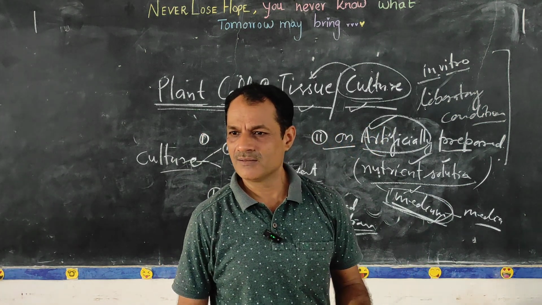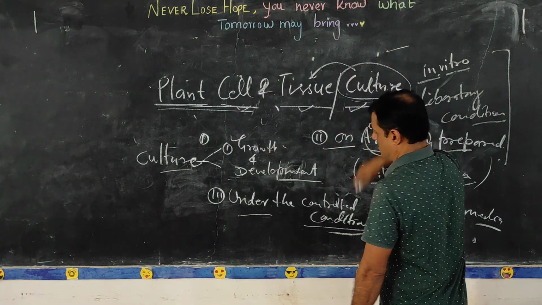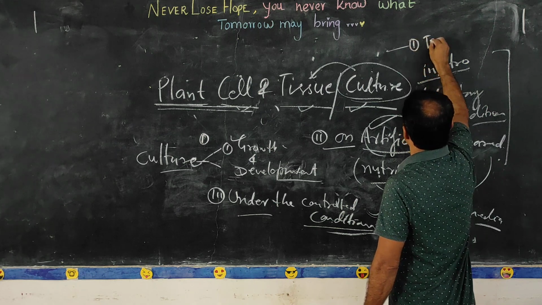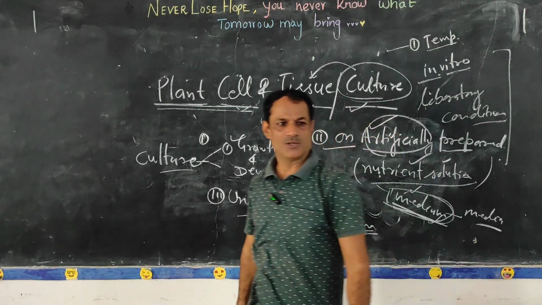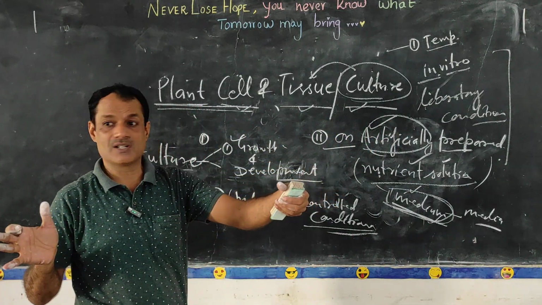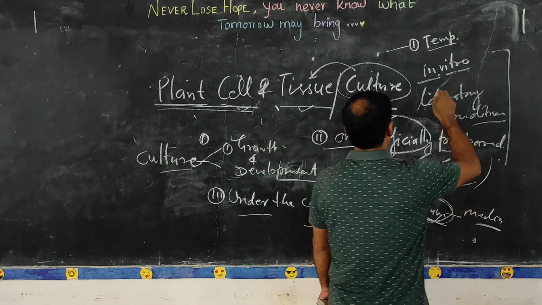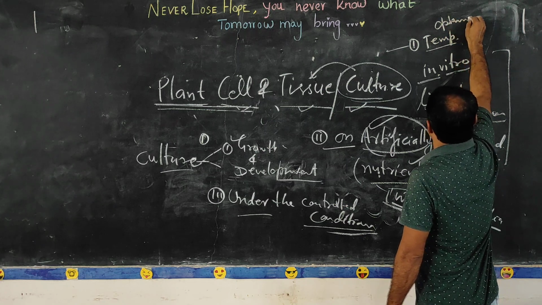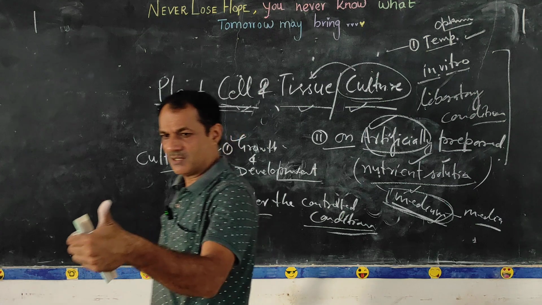To maintain temperature. Very good. So under controlled conditions, condition number 1 is controlled temperature, because plant cells can grow only at certain temperature conditions. What is the optimum condition? The condition where maximum growth is possible. That is called optimum temperature. Condition number 1, optimum temperature.